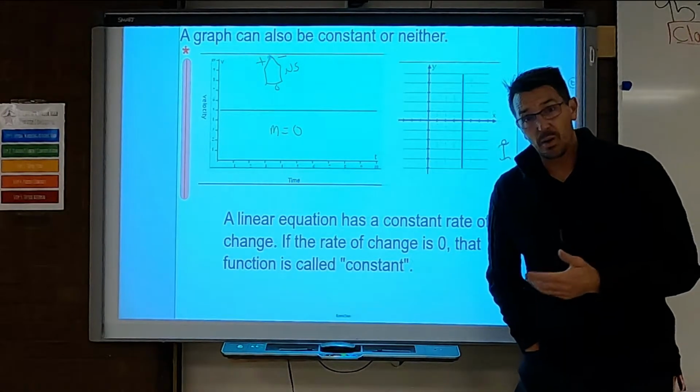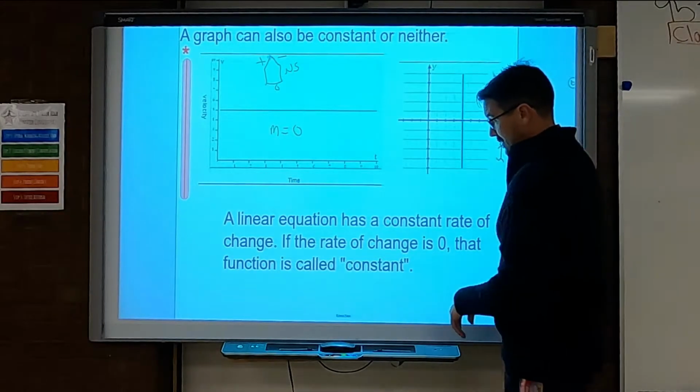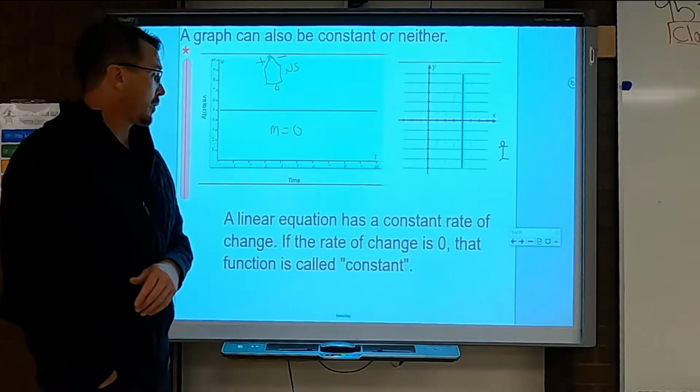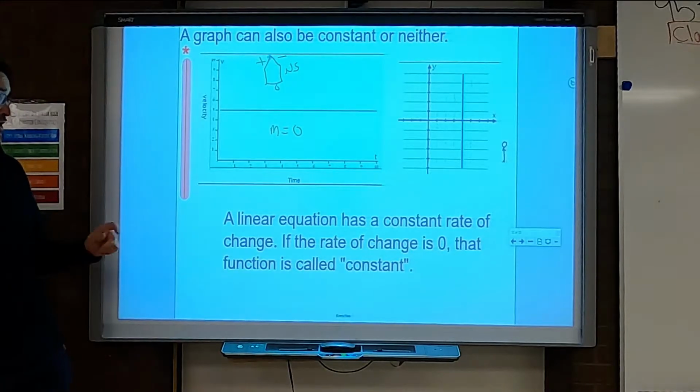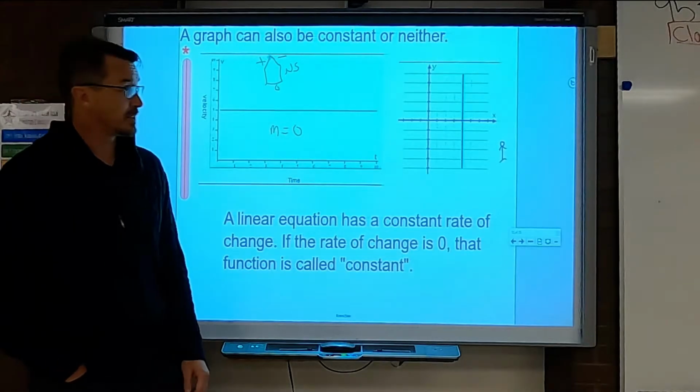So since it's not either of those, it's called neither. So this is considered to be a neither. So there we have it. Linear equations have a constant rate of change. If the rate of change is zero, that function is called constant. So that's a quick reminder.